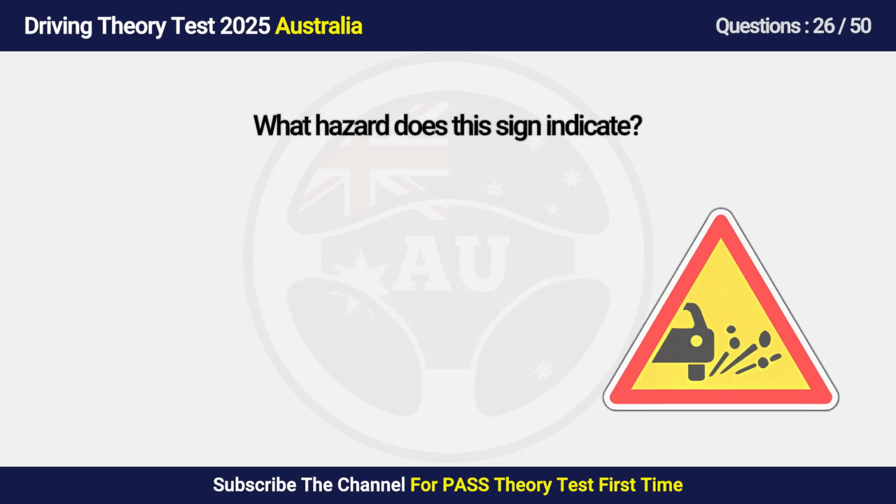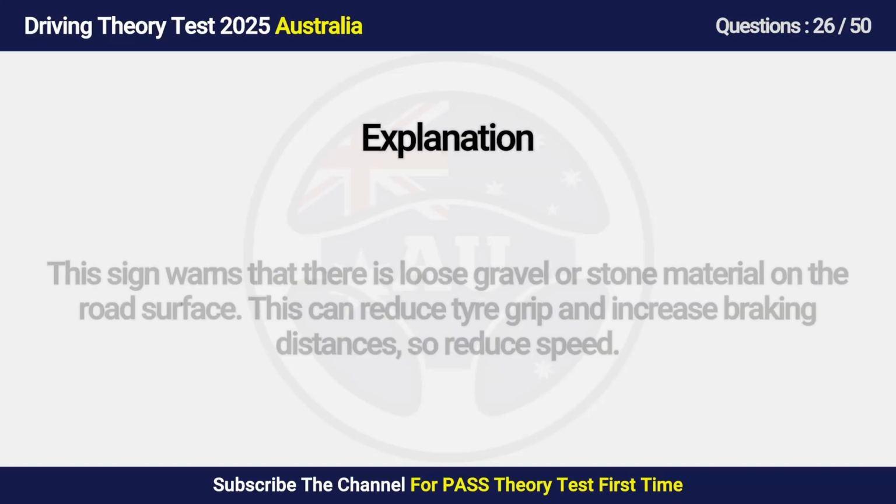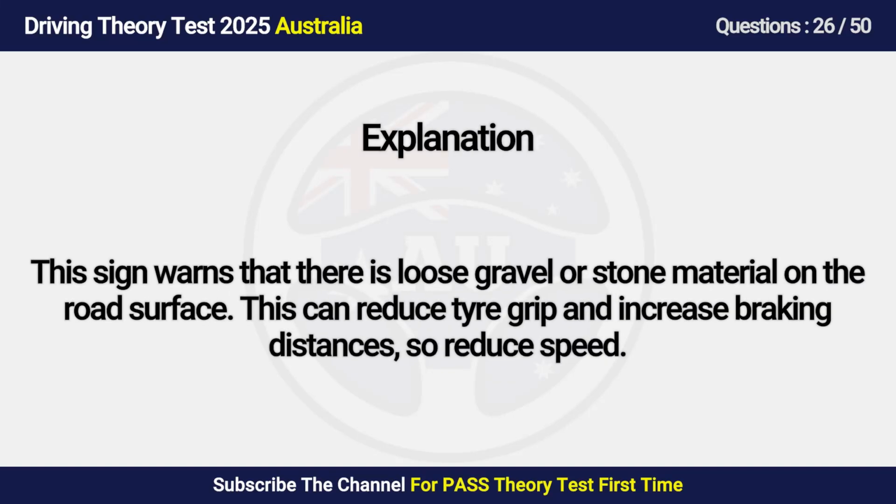Question 26. What hazard does this sign indicate ahead? A. Ahead. B. Loose gravel on the road. C. Slippery road due to oil. D. Road closed. Answer is B. Loose gravel on the road. This sign warns that there is loose gravel or stone material on the road surface. This can reduce tire grip and increase braking distances, so reduce speed.